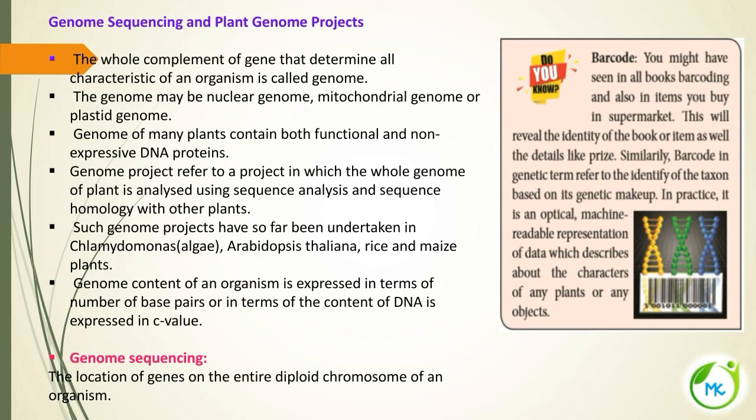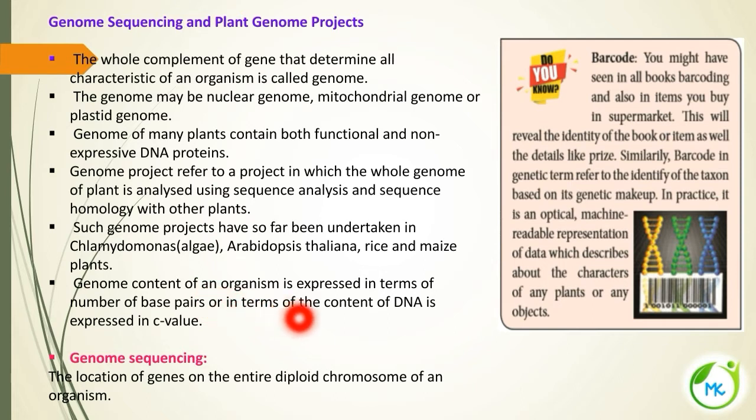The next is genome sequencing and plant genome project. So the entire DNA of an organism is called its genome. Where all the genes will be found in an organism, it will be found in nucleus, mitochondria or plastids. And the genome will contain both functional sequences and also the non-expressive DNA. So the genome project, we are going to study the whole genome. We are going to analyze the sequences. And in which organisms has the genome sequencing already taken place? So it has so far taken place in Chlamydomonas, which is a kind of algae, Arabidopsis thaliana, rice and maize. So in all these, the genome sequence project has been undertaken earlier.